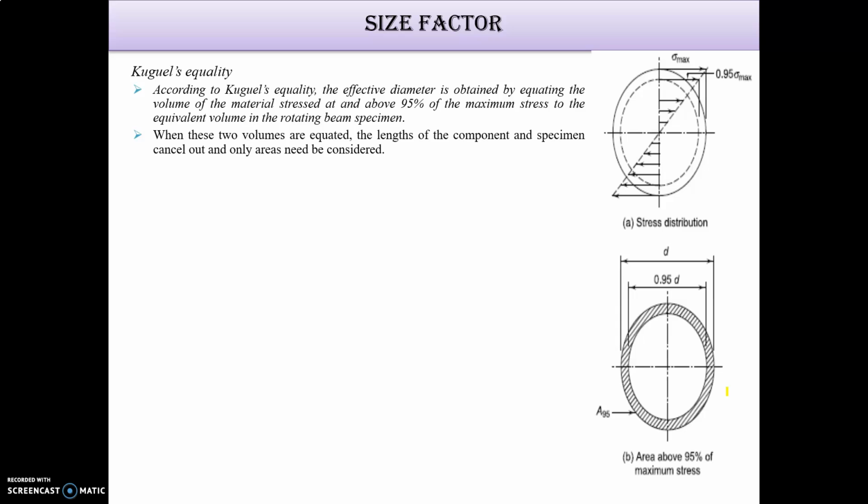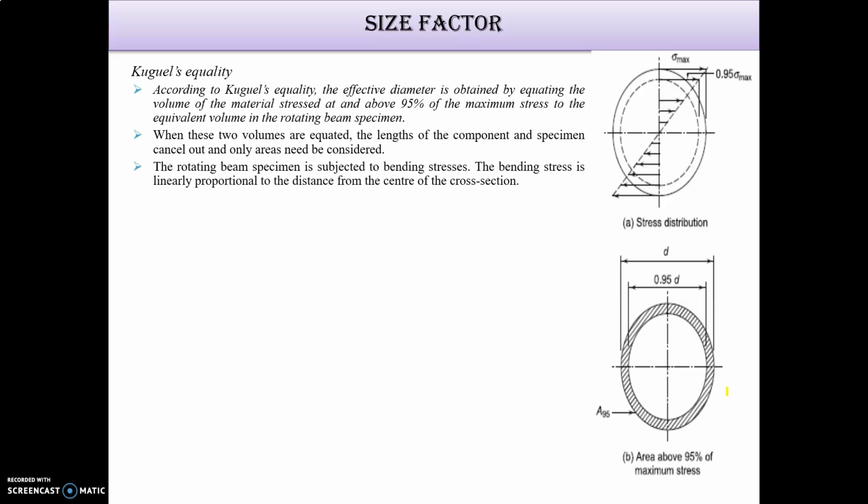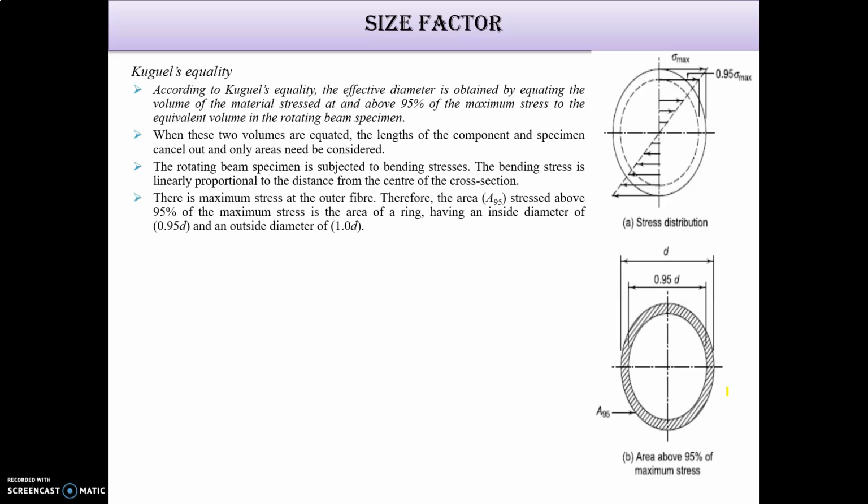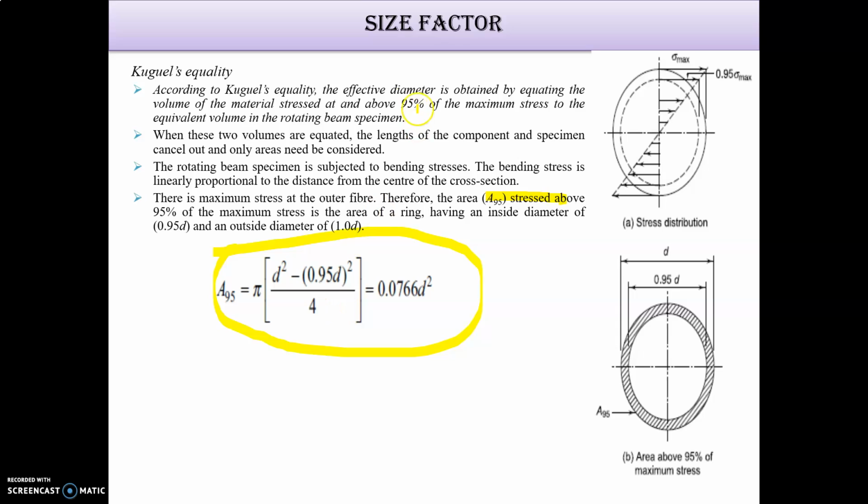When these two volumes are equated, the length of the component and specimen cancel out, and only areas need to be considered here. So whenever these two volumes are equated to each other, only area needs to be considered and the rest should cancel. The rotating beam specimen is subjected to bending stresses. The bending stress is linearly proportional to the distance from the center of the cross section. So here the area is given, that is the stress above 95%, that is 0.95 times d. Based on this, a mathematical formula is developed. This formula helps you get the value of the size factor.